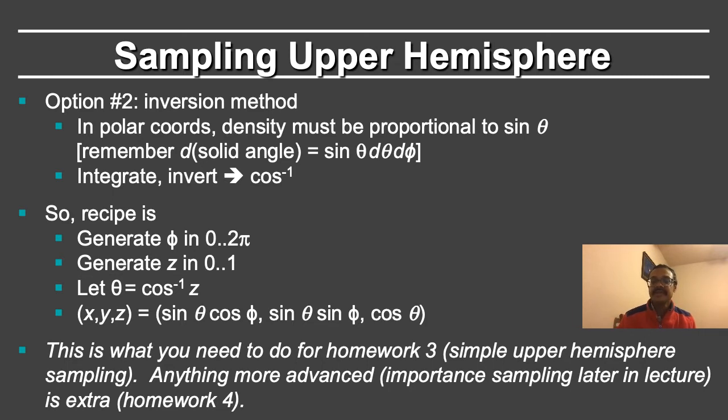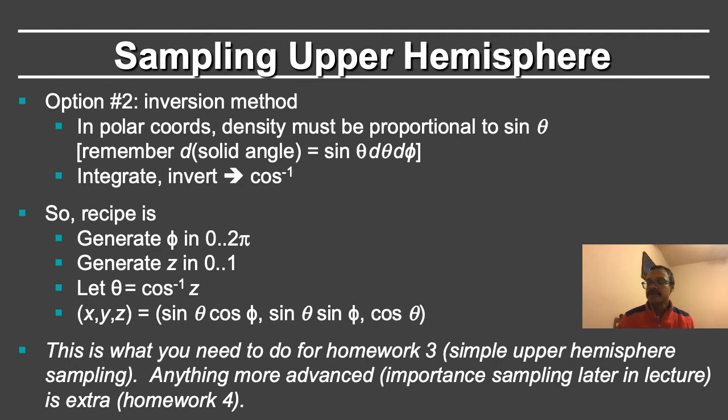Now you can let the x, y, and z coordinates that you want be sine theta cos phi, sine theta sine phi, and cos theta, which are simply the spherical coordinates theta and phi expressed in terms of Cartesian coordinates. Finally, we'll discuss this in the next lecture. You may need to apply a rotation to align the z direction with the surface normal.